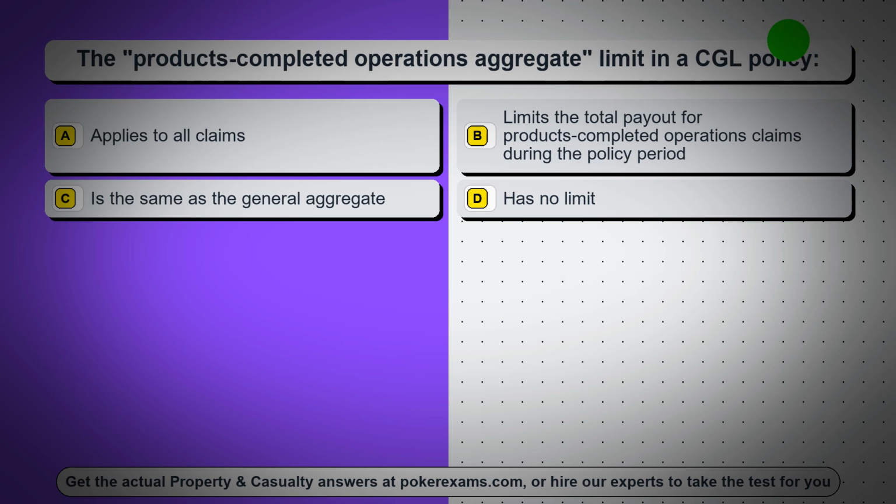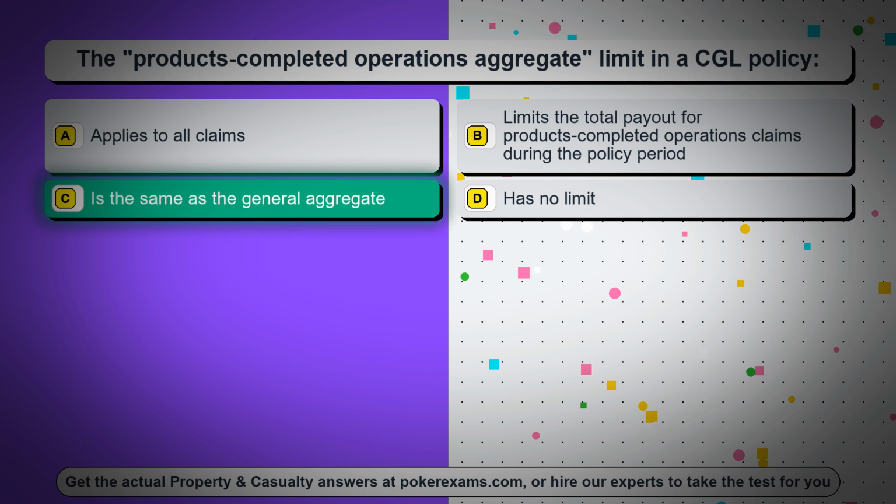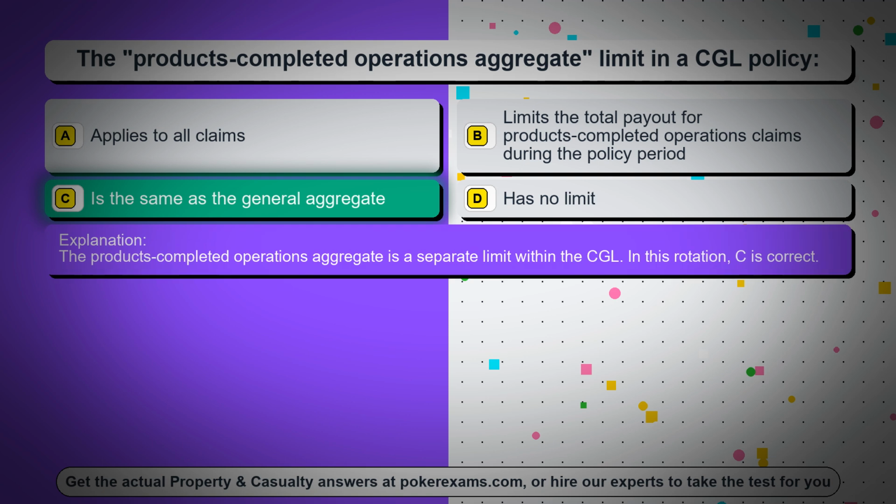Question 47. The products completed operations aggregate limit in a CGL policy. Option A applies to all claims. Option B limits the total payout for products completed operations claims during the policy period. Option C is the same as the general aggregate. Option D has no limit. The correct answer is option C, is the same as the general aggregate. The products completed operations aggregate is a separate limit within the CGL. In this rotation, C is correct.